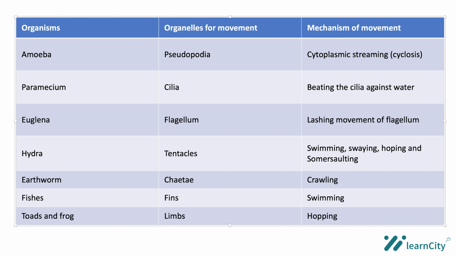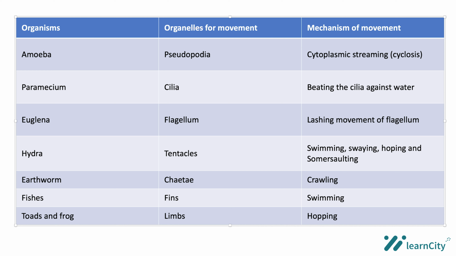So that is that. Now, Euglena possesses flagellum, and flagellum is a very long thread-like structure also. Cilia is shorter than flagellum, but flagellum is a longer structure, and the mechanism of movement of Euglena using flagellum is the lashing movement of the flagellum. So the flagellum basically moves or whips the water so that it can move from one part of the water to another. Another organism is the hydra.